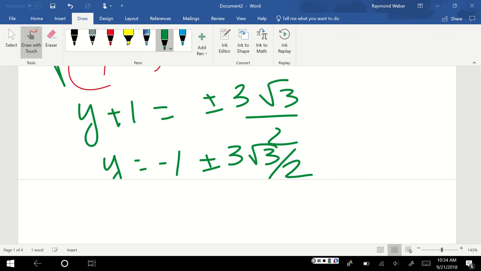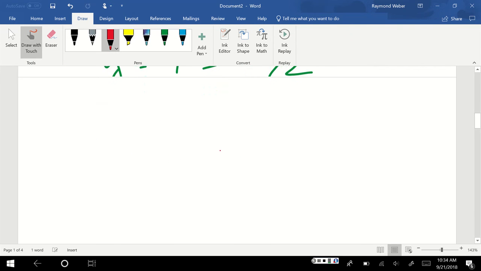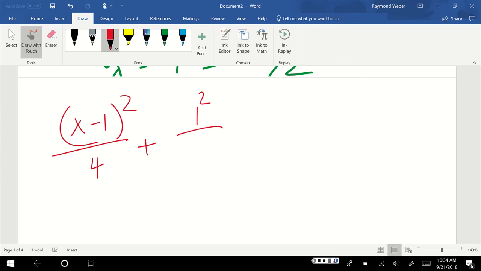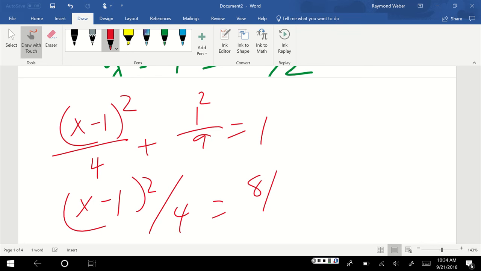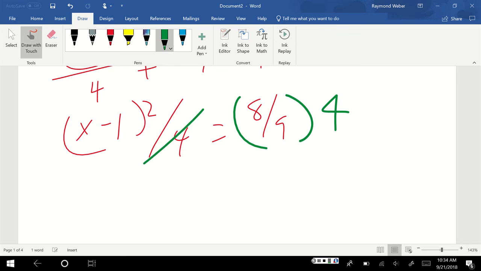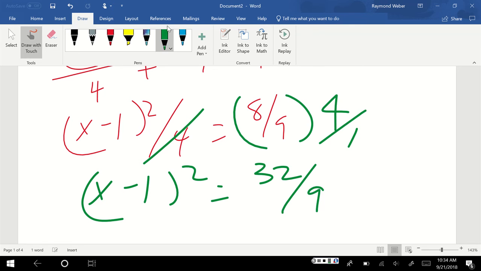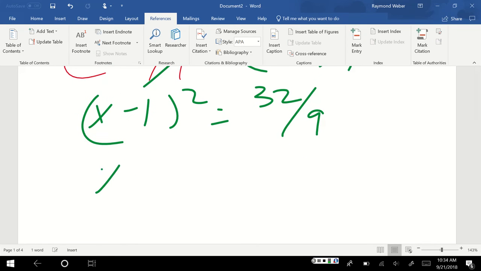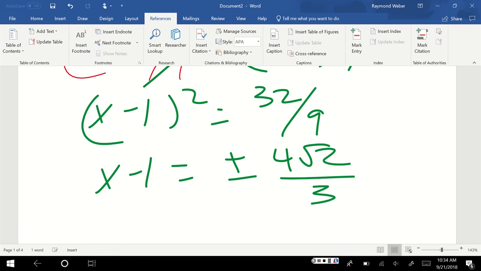Then I'm going to do the same thing for the x-intercepts. So I'm going to now set y equal to 0, and I'm going to get (x minus 1) squared over 4 plus 1 squared over 9 equals 1. So move that over, that's 8/9. So I took 1/9, moved it to the other side, times by 4. (x minus 1) squared equals 32/9. Because remember, this is over 1. Then take the square root of both sides. Plus or minus 4 square roots of 2 over 3. So that's 16 times 2. Add the 1 to both sides.